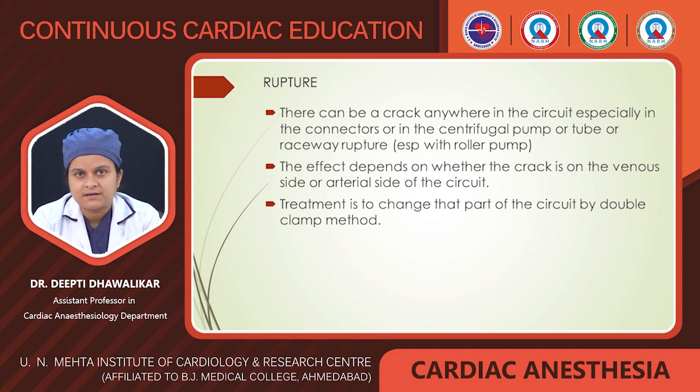Tubing rupture. There can be a crack anywhere in the circuit, especially at the connectors or in the centrifugal pump or tube, or raceway rupture, especially with roller pump. The effect depends on whether the crack is on the venous side or the arterial side of the circuit. Treatment is to change that part of the circuit by double clamp method.